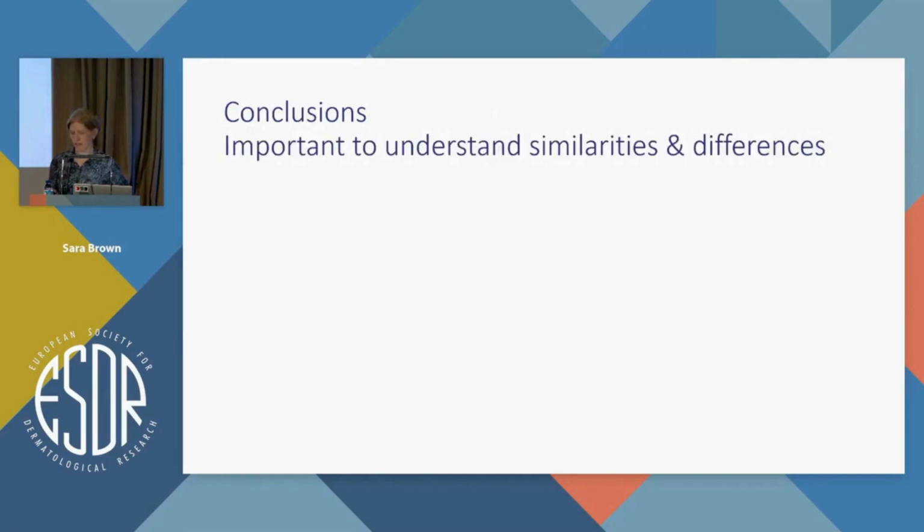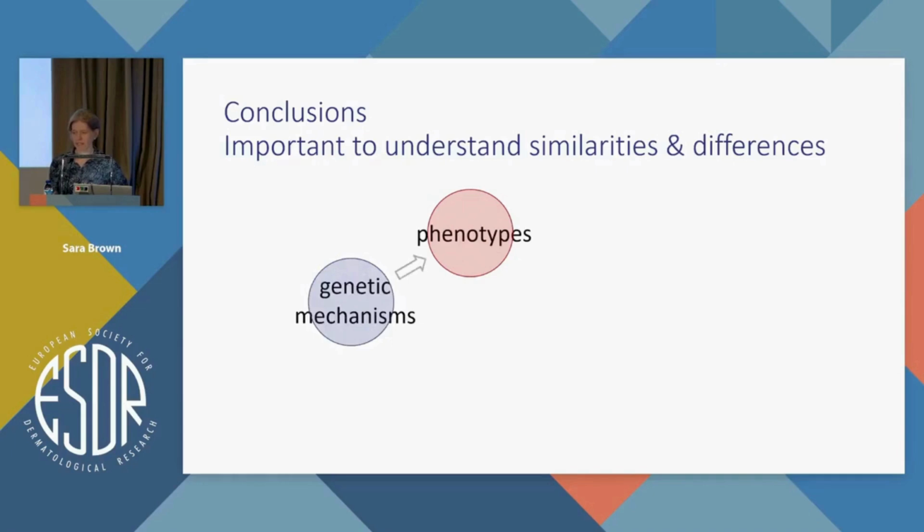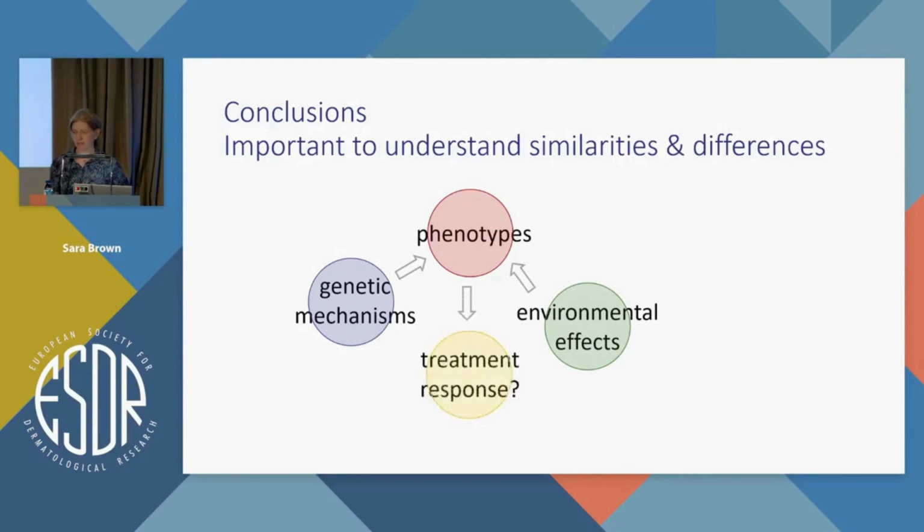So, in conclusion, I hope I've convinced you that it's important to understand these similarities and differences between the genetic ancestries and the social ethnicities that we have. It's important because people have different skin phenotypes in response to the different diseases. Genetic mechanisms probably contribute to those phenotypes, but we need to understand them better. Environmental effects that are very different in different societies clearly contribute to the phenotypes, but we need to understand them better. And phenotypes almost definitely affect treatment response, and that's really a driver for understanding all of this.